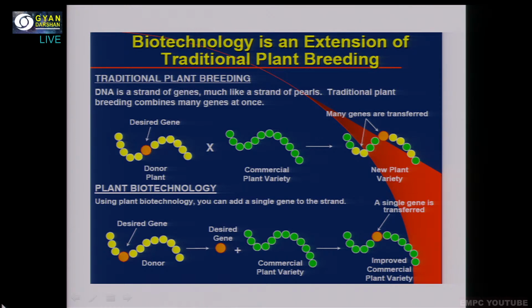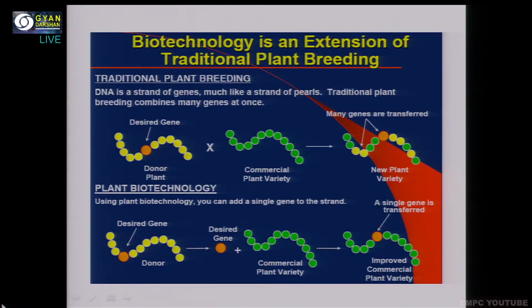Now, what is meant by breeding? That means you cross, you hybridize. One plant having the desired gene or desired trait and another plant which does not have that trait, you cross and you bring the desirable gene into that particular recipient variety. But the problem with this technology is that instead of just adding one particular gene, you get gene clusters. You have the transfer of a cluster of genes rather than one specific gene.